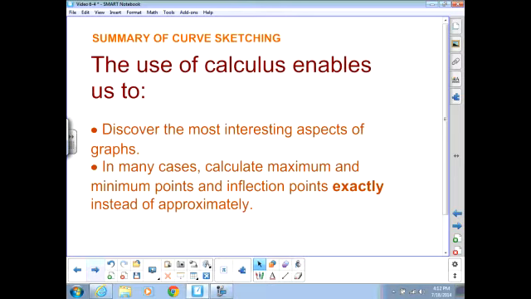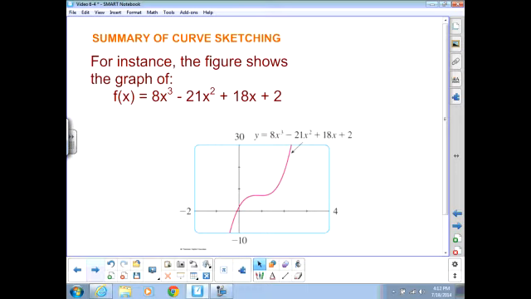Now calculus enables us to find the important things in the graph. We've seen how we can find maximums, minimums, inflection points, things like that. And you might ask, well, why don't we just use the calculator? Why do we need calculus to do that? Well, let's take a look at this graph. It looks roughly like an x cubed graph or so, where it flattens out and then goes back up. It appears that it doesn't have any maximums or minimums.